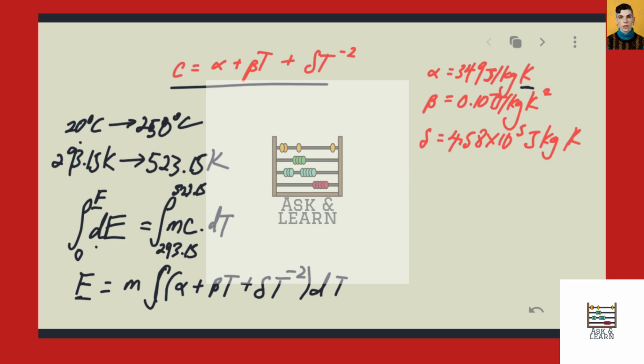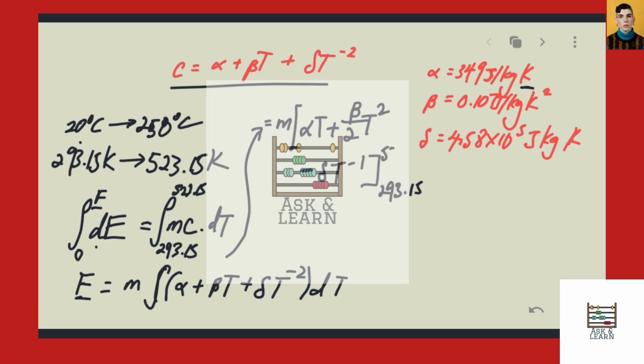So doing this integration should be quite straightforward. We just have 3 different terms. For the first term, we just add 1 power of t. For the second term, we will take beta divided by 2 times t squared. And for the last one, we have negative delta t to the power minus 1. Alright, and the limits are 293.15 and 523.15.